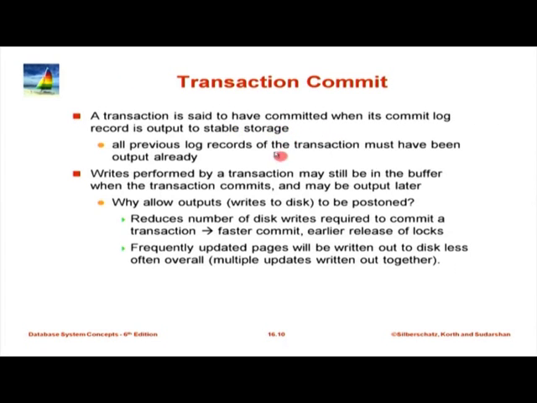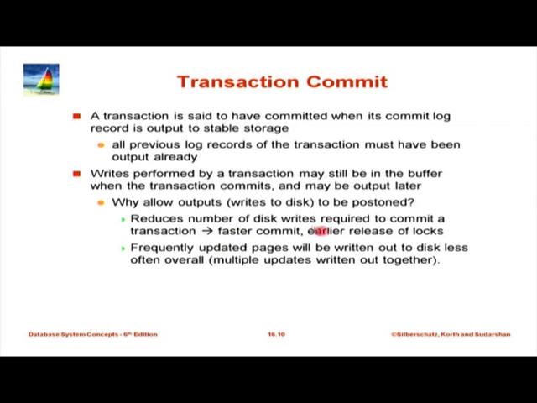The next topic is something which I already said, that a transaction is said to have committed when its commit record is output to stable storage. Now, all the log records are written in order. So, when the commit record is written, everything else the transaction did which has already been logged is going to be output to the log already. And as I said, writes performed by the transaction may still be in the buffer when the transaction commits and may be output much later. Why do this?